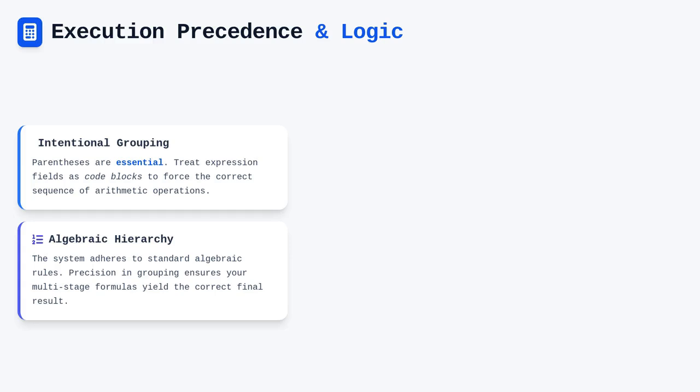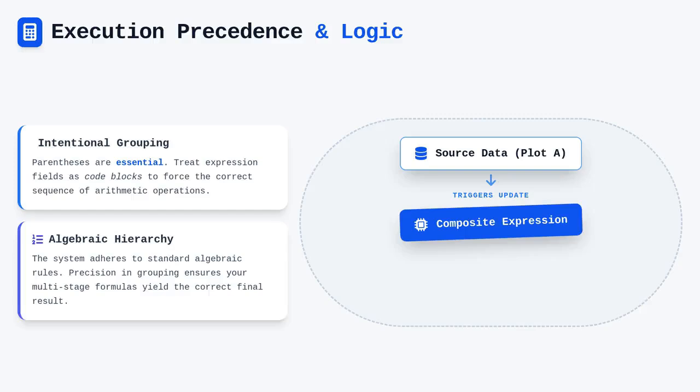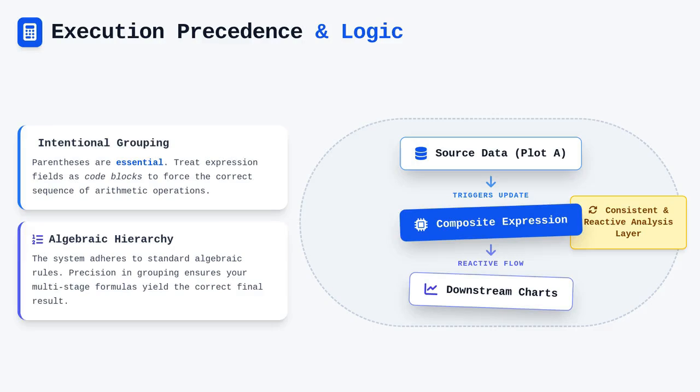Think of these expression fields as small code blocks where the order of operations governs the final result. If you are chaining multiple analytical steps, consider how each variable depends on the preceding handle. If you modify the source data for plot A, all downstream composite expressions referencing A will automatically update, which provides a consistent and reactive analysis layer across your charts.